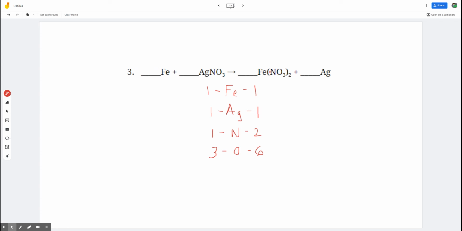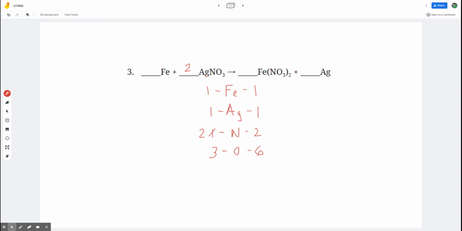So this kind of works like coefficients, but this subscript, when you see it after parentheses, just applies to the things inside the parentheses. So this 2 doesn't go over and apply to the Fe. Remember, a coefficient applies to everything that comes after it. Now these subscripts only apply to the things that are in parentheses, or if they're not in parentheses like this one, it just applies to the one directly before it. So that's why we have 2 nitrogens and 6 oxygens. 2 times 3 gets us 6 oxygens. All right, to balance, iron and silver are already balanced, so nitrogen is up next. I need 2 of them.